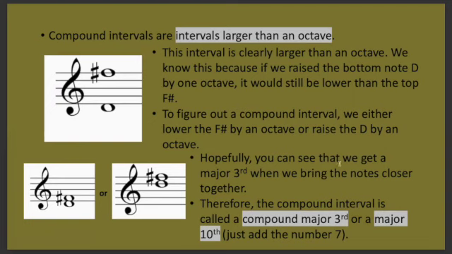Hopefully you can see that what we get is a major third when we bring the notes closer together here. The D to F sharp or D to F sharp, the same interval. Therefore, the compound interval is called a compound major third or a major tenth. And all we do is we just add the number 7 to the smaller interval that we get. Works every time.